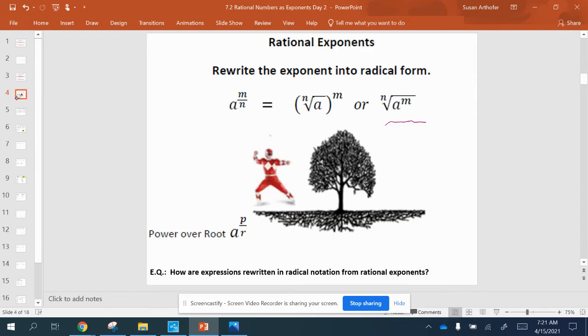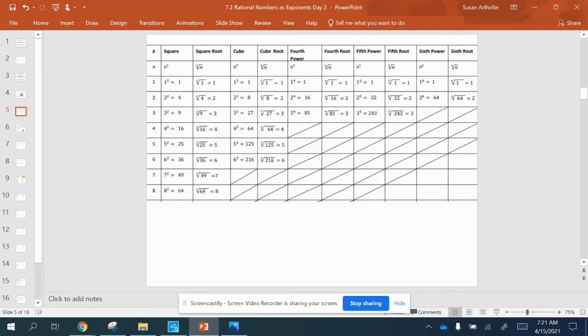And let's get started. Remember yesterday we were talking about writing as power over root. We're going to finish up your notes on page 85. This is on page 4 of your notebook. And I do want to bring attention today to these columns: the square, the root, the cube, the fourth power, fifth power, and sixth power.